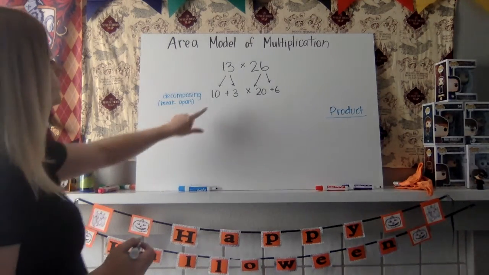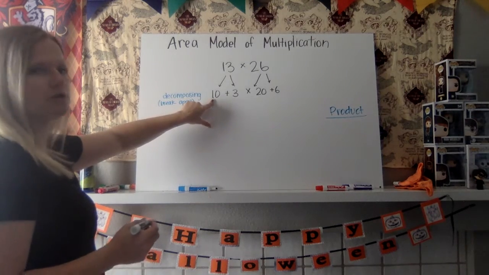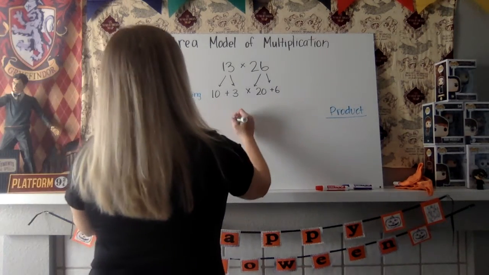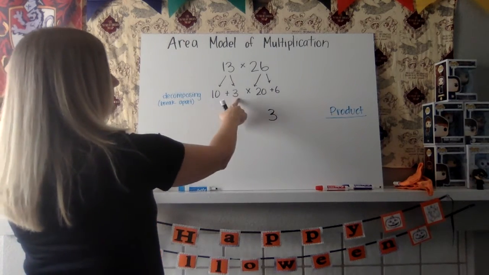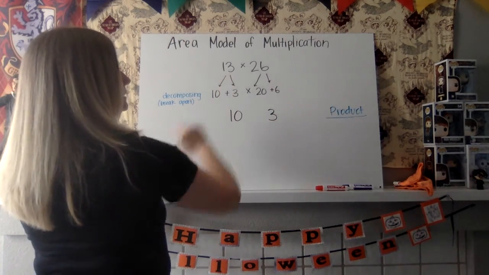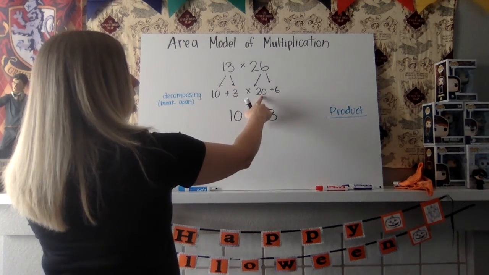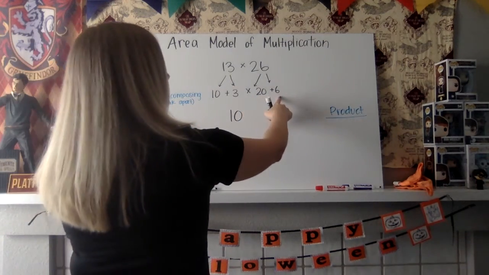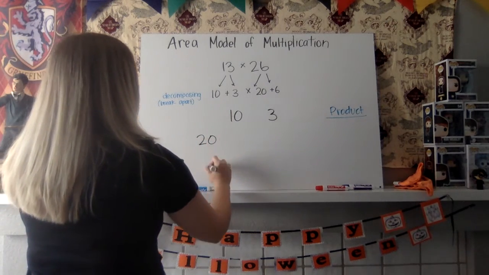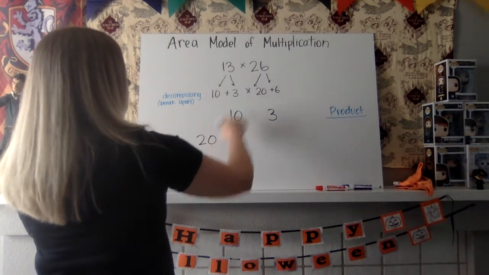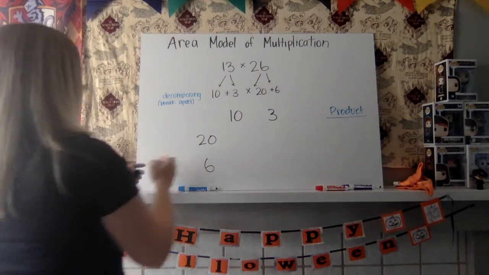So now what we need to do is we need to do an area model chart. So we have 10 and 3 on one side for our 10 and 3. 10 plus 3 equals 13. Now on the other side, on the left side, we're going to do 26. So our second number is going to go on the left side. So we need to write 20 and 6. 20 plus 6 equals 26.